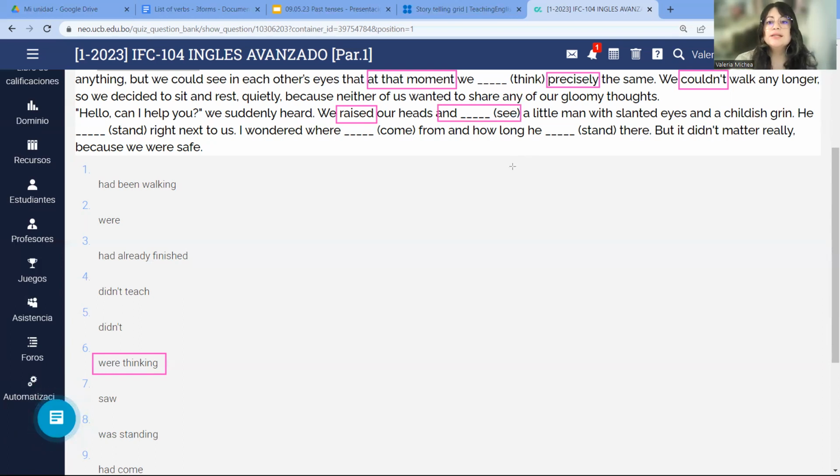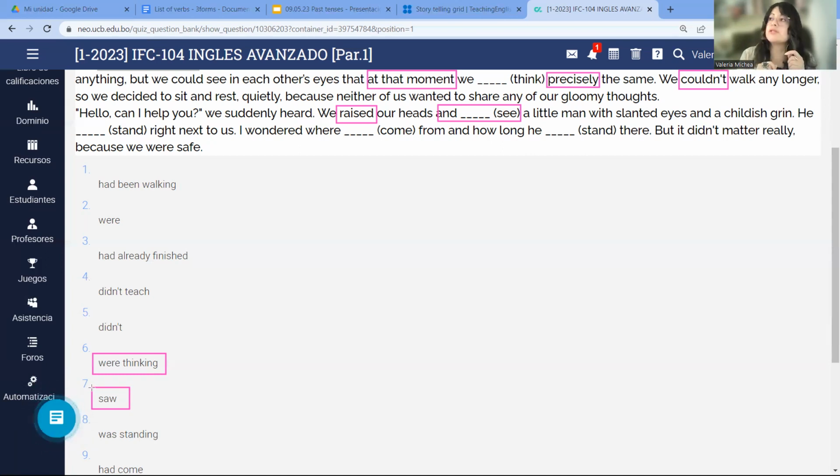We raised our heads and, pay attention, we have a verb in the past simple, and a little man with slanted eyes and a childish grin. So what do we have here? We raised our heads and probably we would use the past simple form. Why? Because two things are happening very closely to each other. We raised our heads and saw. It's very common that those two things happen very closely together, and they are short actions also.